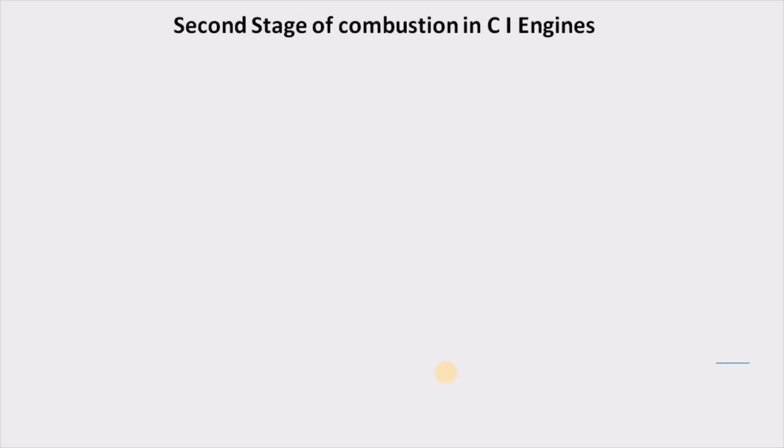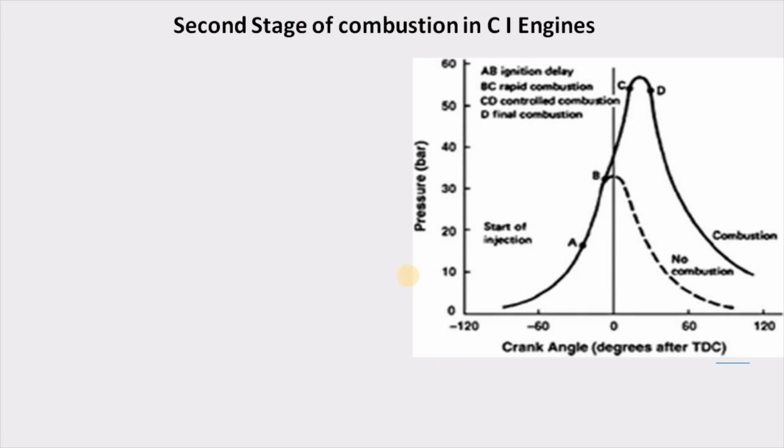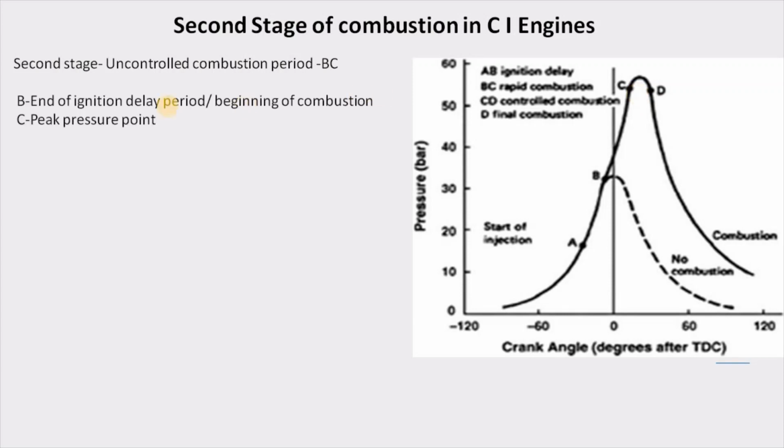Now let us see what is happening in the second stage of combustion. So the second stage of combustion is the uncontrolled combustion stage, B to C. The uncontrolled or rapid combustion stage is what is happening at B. At B, your combustion curve is departing from your motoring curve, that is, your combustion is actually starting, it is showing its effect. And what is the C point? C is the point where your peak pressure is reached.